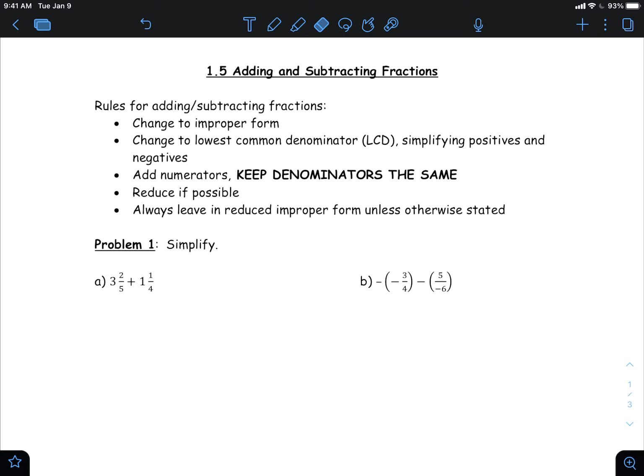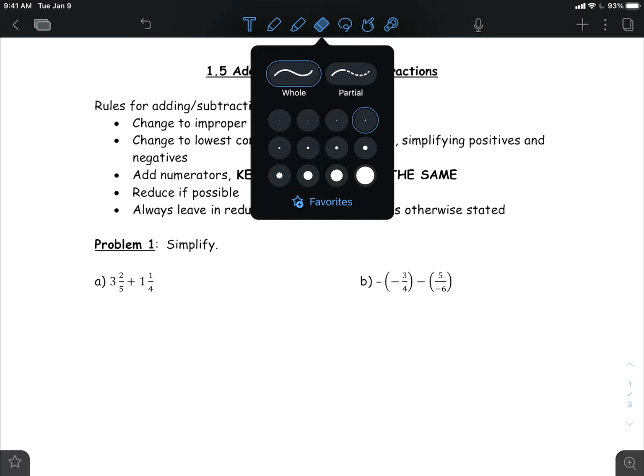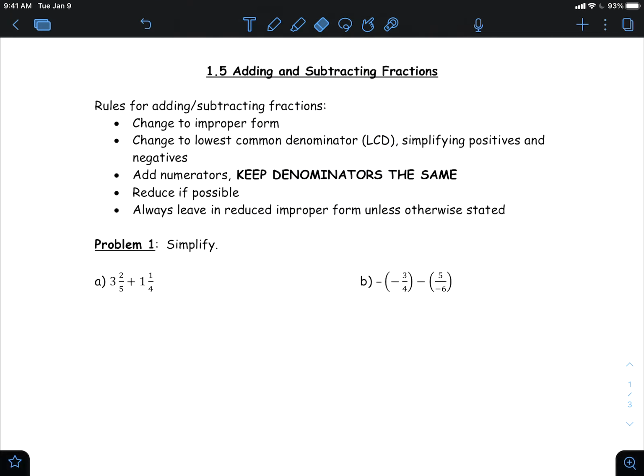Quarter. Okay, so the rules for adding and subtracting fractions start off pretty much the same. So we just want to change to improper form if possible. We don't want to deal with mixed numbers, pretty much. But the next thing that we do is we actually change to lowest common denominator form.